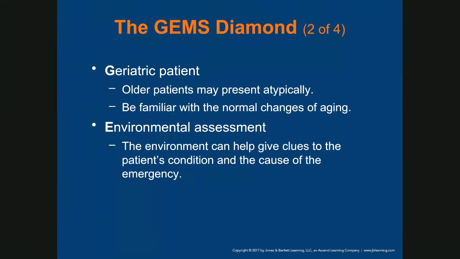So G, they are a geriatric patient, and I've said this many times. Older patients may present atypically. Be familiar with the normal changes of aging. E represents environmental assessment. So the environment can give you a lot of clues as to what is happening to the patient and what is the nature of the incident or emergency.